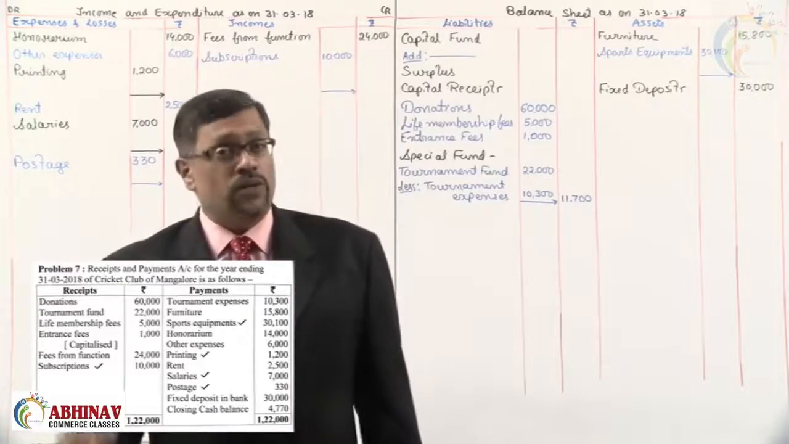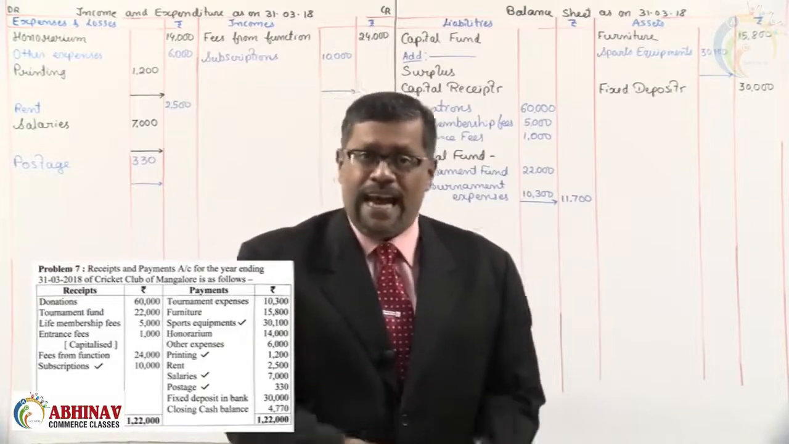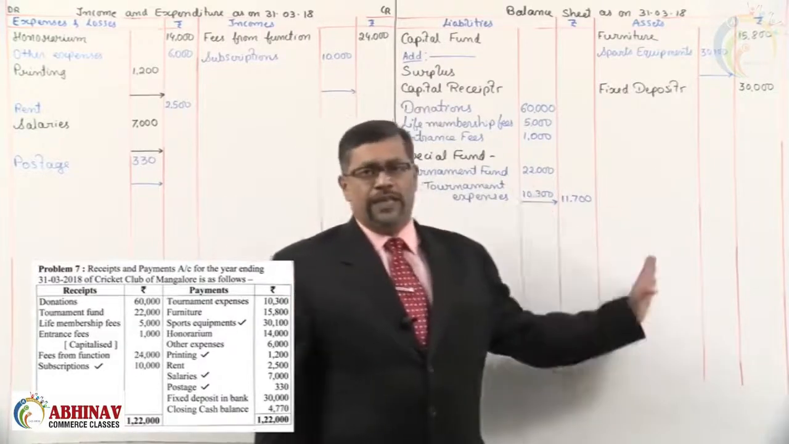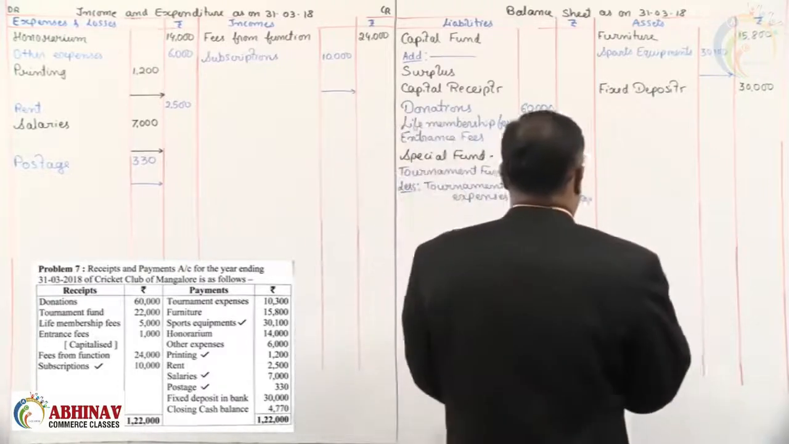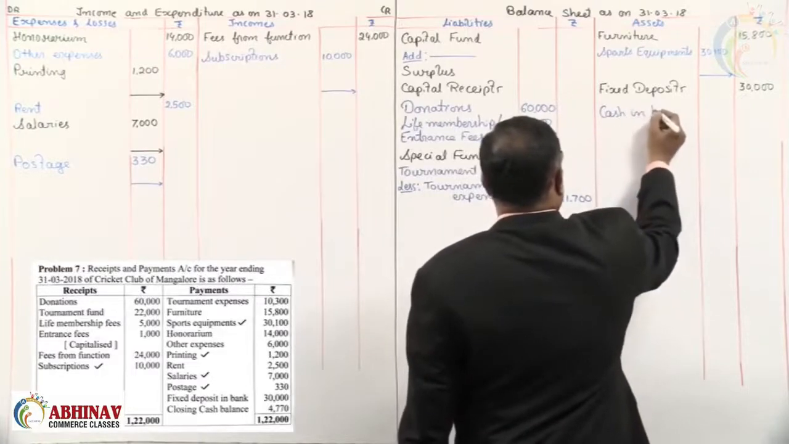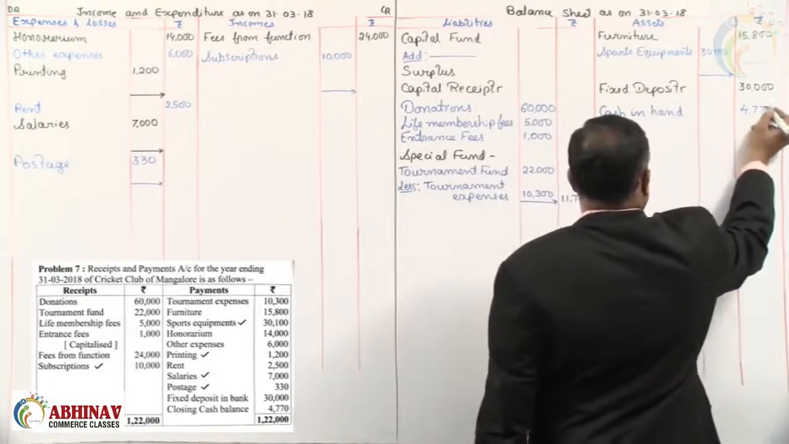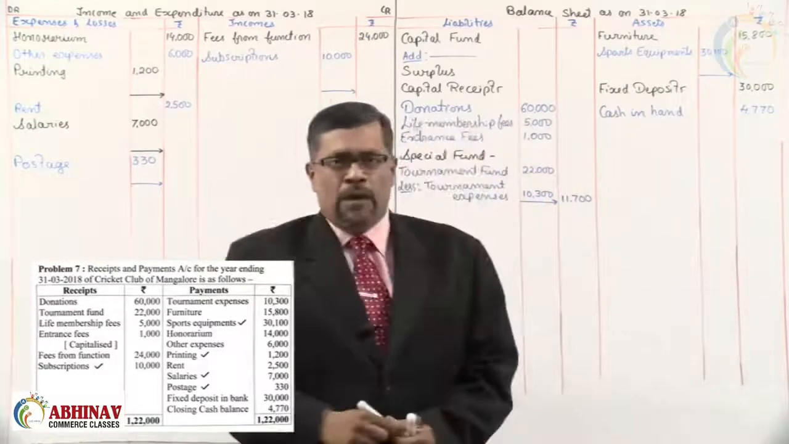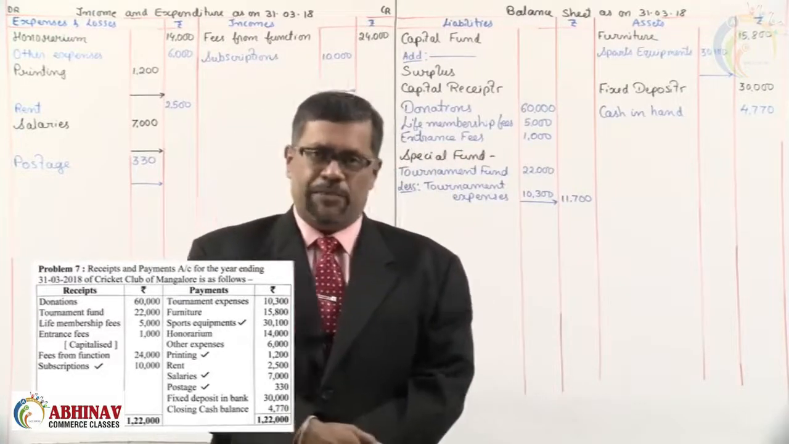The last item on the payment side, cash balance. This is as on the closing date. Cash is an asset. Assets as on the closing date, we will show in the balance sheet. What is the amount of that? 4,770. We'll show it as cash balance or cash in hand, 4,770. Once we are done with this receipt and payment account, we'll take up the adjustments.